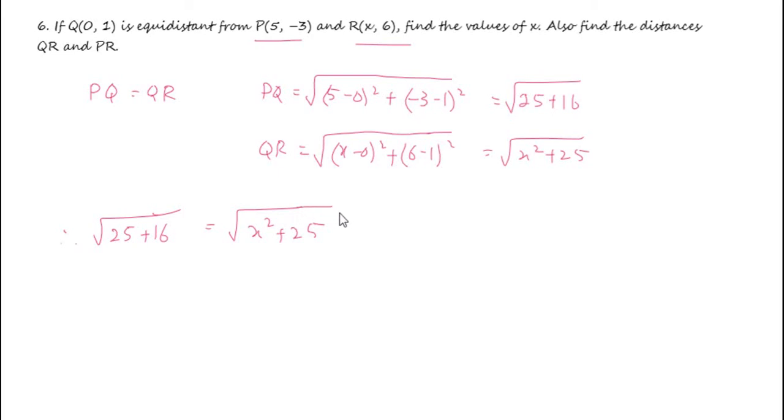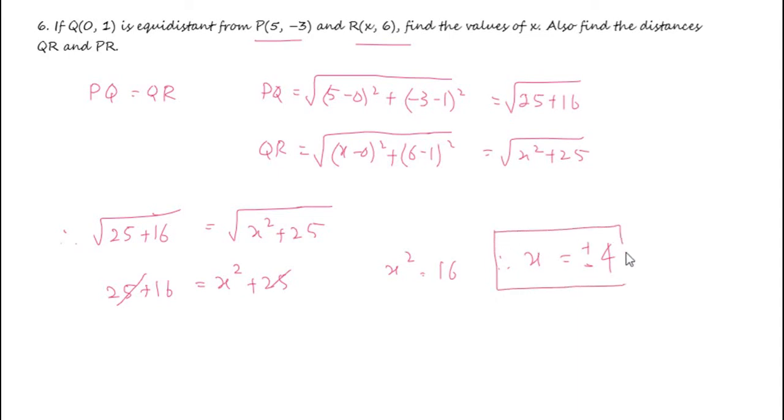Squaring both sides, we get 25 plus 16 equal to x square plus 25. 25 gets cancelled here, so x square is equal to 16, therefore the value of x equals plus or minus 4. There are two values of x here. Now we have to find out the values of QR and PR.